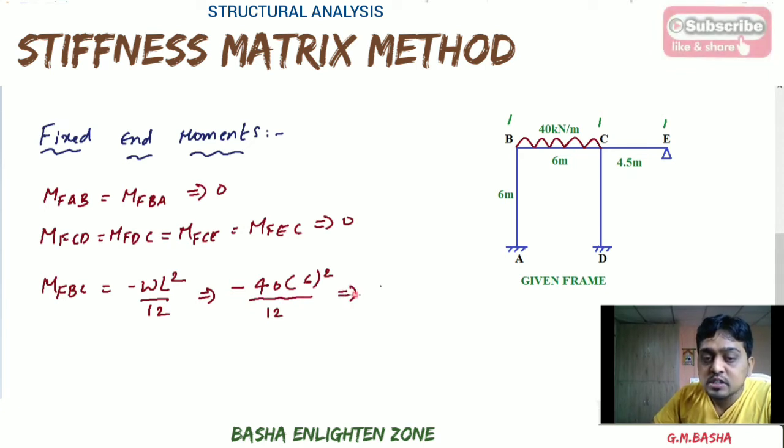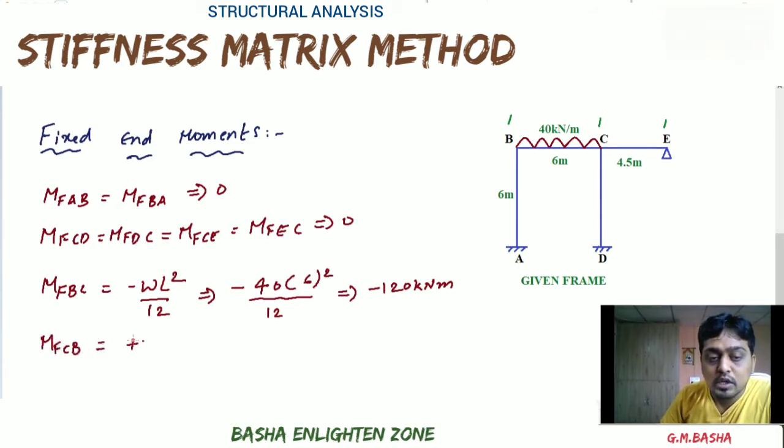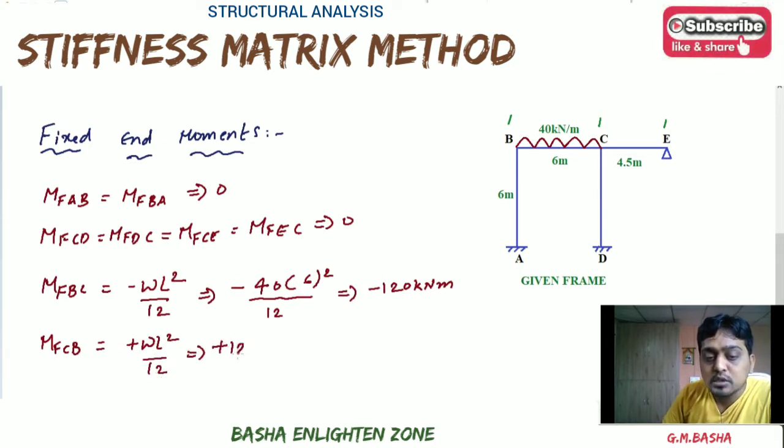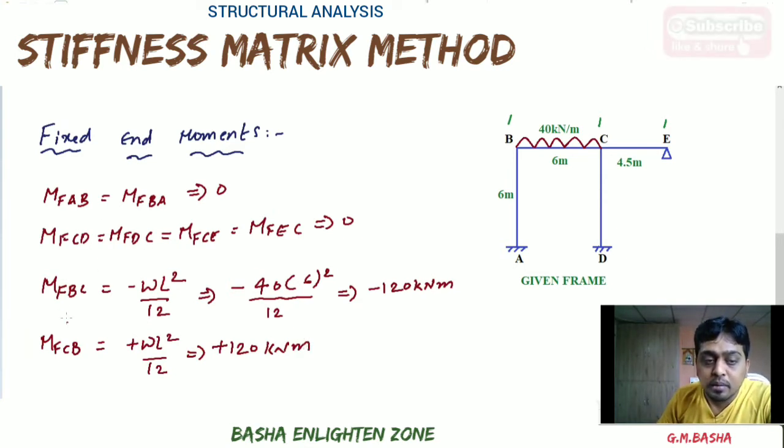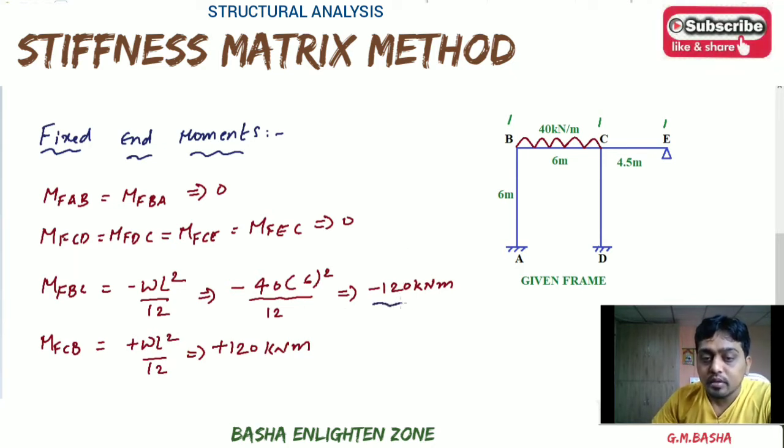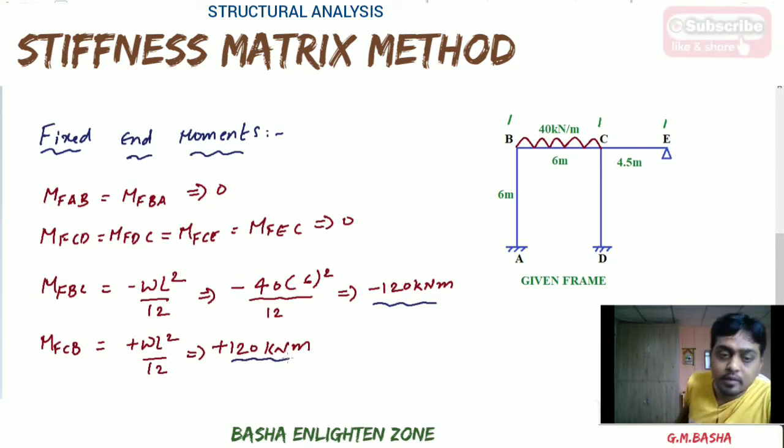If you simplify this one, you will get 120 kilonewton meter. In the same way, fixed moment for CB will be equal to plus WL square by 12. So you will get the same value here, which is plus 120 kilonewton meter. So what are the fixed moments here? Only you will get fixed moment for BC and CB, which is minus 120 kilonewton meter and plus 120 kilonewton meter. Please remember these two things.